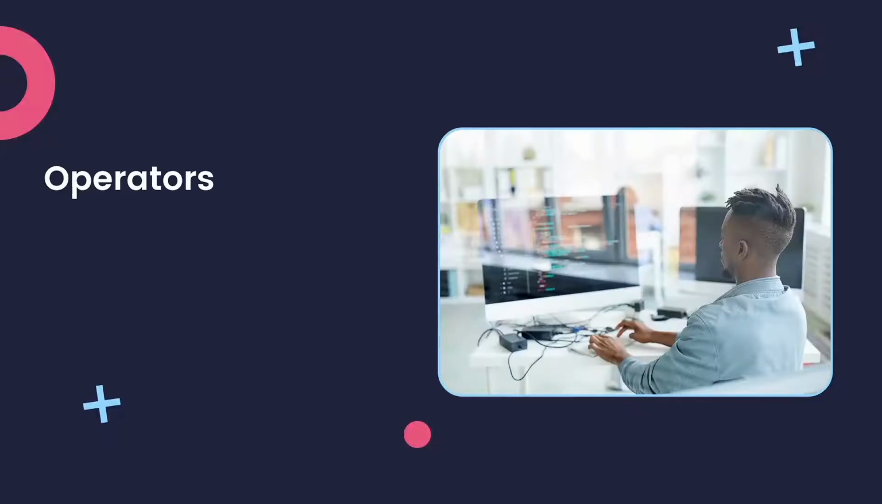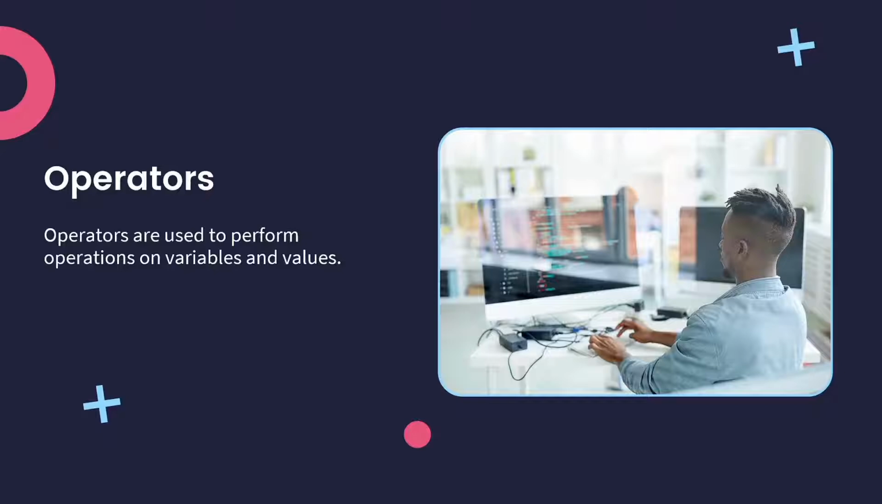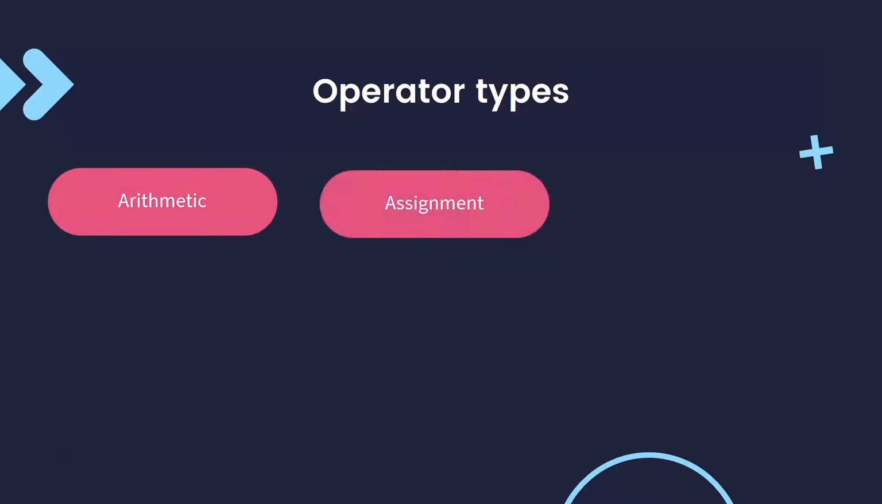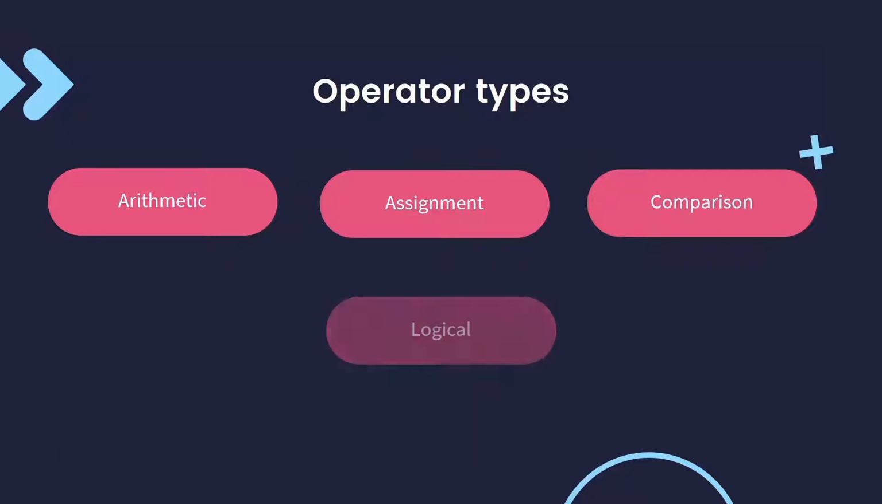First of all, what exactly are operators? Well, operators are used to perform operations on variables and values. PHP divides the operators into various groups. Let's take a look at the different operator types. Now, there are several different operator types. There are arithmetic operators, assignment operators, comparison operators as well as logical operators. Let's distinguish between how they differ.